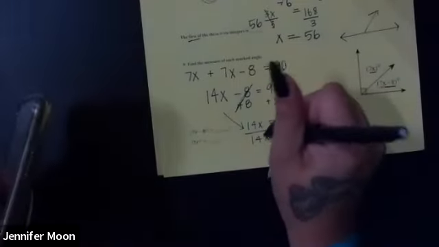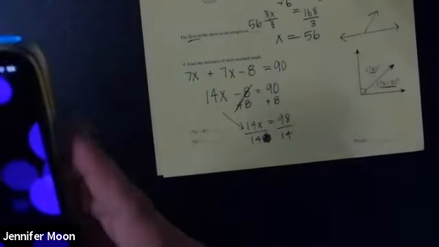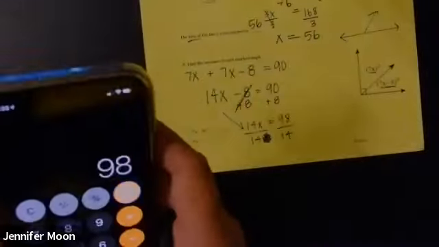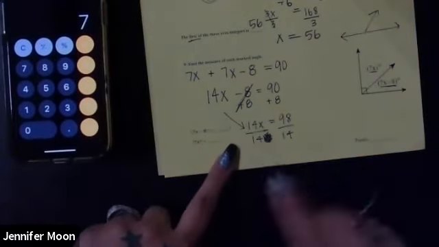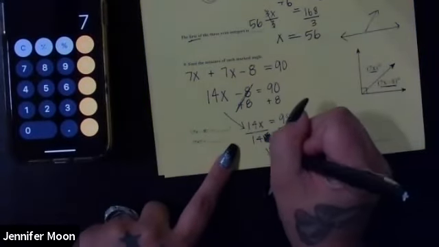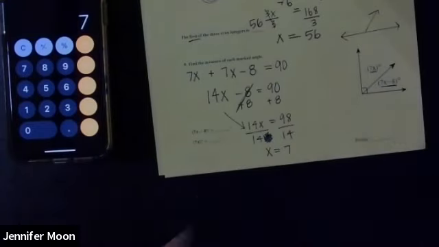Why did I do that? I was thinking I was in my other class. It's just 14, y'all. I think I was trying to do that division in my head. That's why I got a little confused. Okay. 14 divided by 14 is 1. So that just leaves me with x equals 98 divided by 14, which is 7.